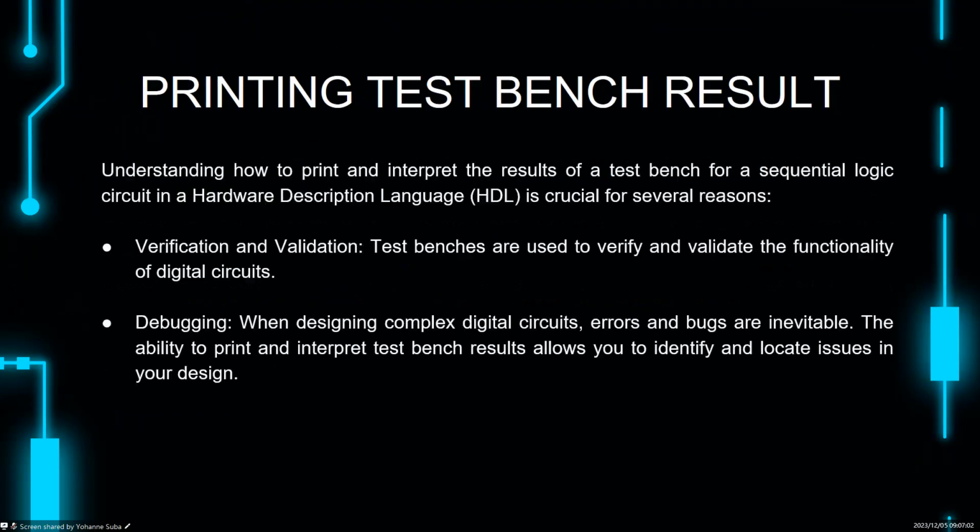Understanding how to print and interpret the results of a test bench for a sequential logic circuit hardware description language is crucial for several reasons. First reason is verification and validation. Test benches are used to verify and validate the functionality of a digital circuit. Debugging. When designing complex digital circuits, errors and bugs are inevitable. The ability to print and interpret test bench results allows you to identify and locate issues in your design.